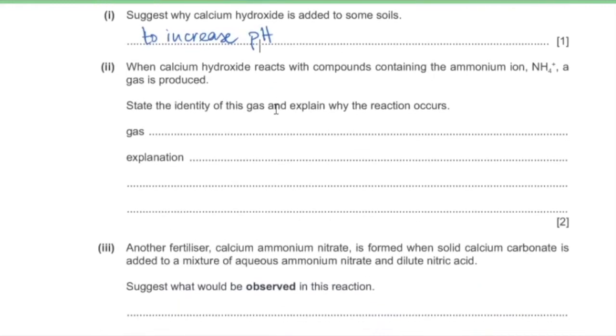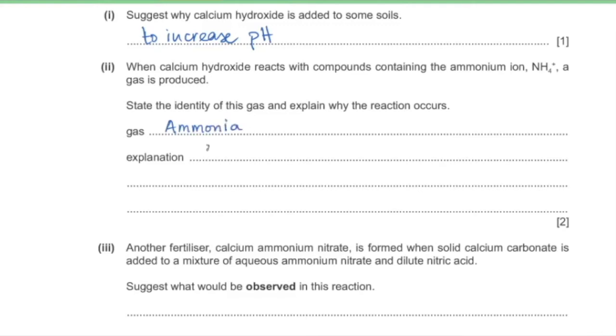Part 2, when calcium hydroxide reacts with compounds containing the ammonium ion, a gas is produced. State the identity of this gas and explain why the reaction occurs. So when ammonium salts react with base like calcium hydroxide, ammonia forms, and the explanation is that calcium displaces ammonia from ammonium salt solution, thus calcium nitrate and ammonia form. So the gas forming is ammonia.